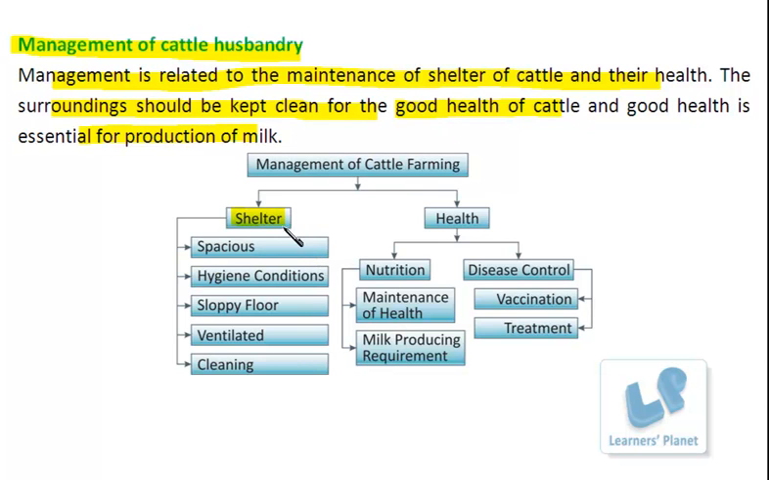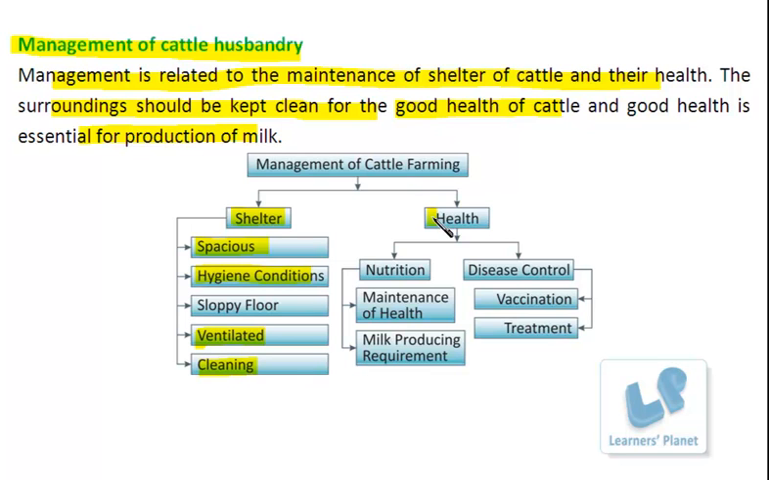Regarding shelter, the basic features should be there in the area where these organisms are cultured or reared, right? First thing is that it should be spacious. Second is related to hygienic conditions, then the build-up of the floor and the walls, then ventilation, and of course the cleanliness. So these basic points, timely cleanliness, should be maintained, and what type of requirement is there for the cattle, that we will discuss further.